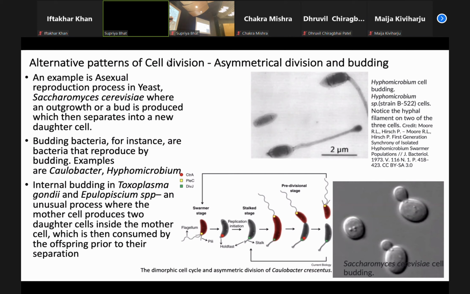And it is assumed that the daughter cells basically consume the parent cell, and the parent cell bursts open and the daughter cells are released, and they basically swim away. So the parent cell dies in this case. The parent cell gets consumed, and the buds are formed inside the parent cell. And it's similar in Epulopiscium species.